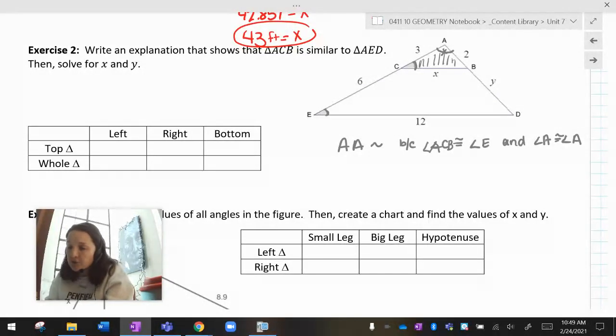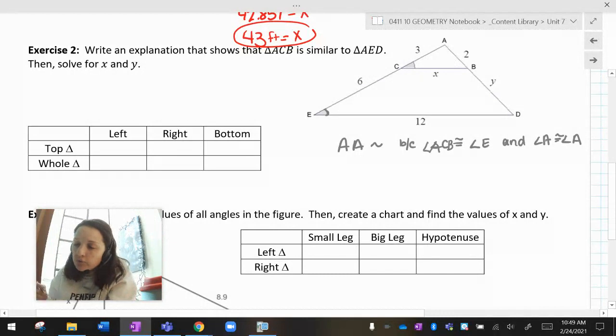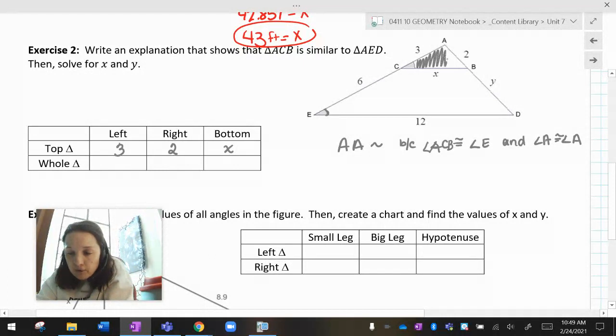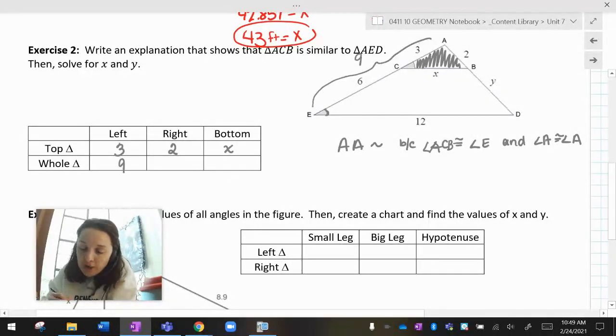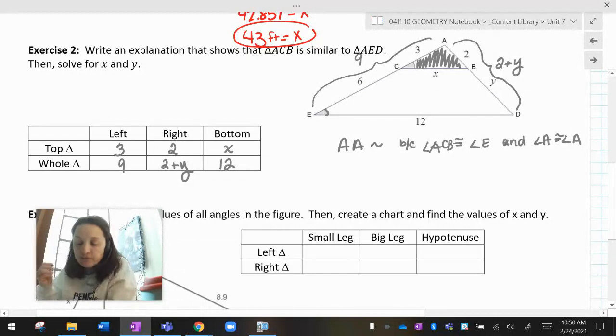All right, and now I'm supposed to solve for x and y, but wow, this looks a little bit overwhelming. So what we can do is go back to that idea of comparing one triangle to the other. In the top triangle, the left side is 3, the right side is 2, and the bottom is x. That's for this triangle up here. In the other triangle, triangle AED, the left side is 3 plus 6, which is 9. The right side is the 2 and the y, which is 2 plus y, not 2y, 2 plus y. And then the bottom is 12.